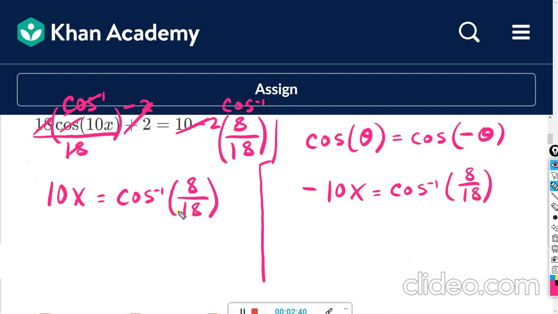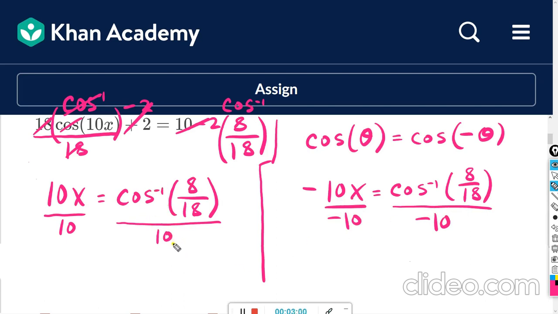Okay, you can do this first, but solving for x, we're going to have to divide both sides by 10. And on this side, divide both sides by negative 10. And I'm going to do this on the calculator. Make sure it's set to radians. And I get x equals 1.11. Okay, since we're dividing by negative 10 over here, it's going to be the same thing except the negative. So it's going to be negative 1.11.